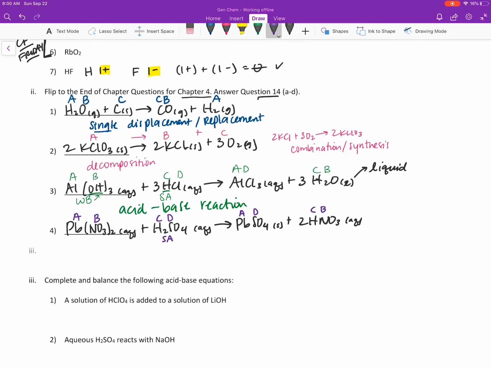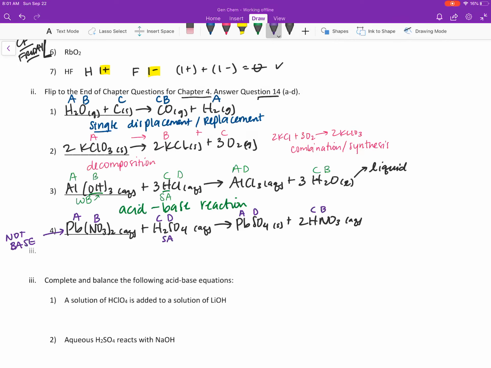So I might be tempted to think, okay, well, the last one said acid-base because it was a strong acid and there was an OH. But lead nitrate is not a base. Okay, so looking at this, I know that this can't be an acid-base reaction, because an acid-base reaction requires the presence of an acid and a base. And I know that lead nitrate is not a base because it's not an OH group.